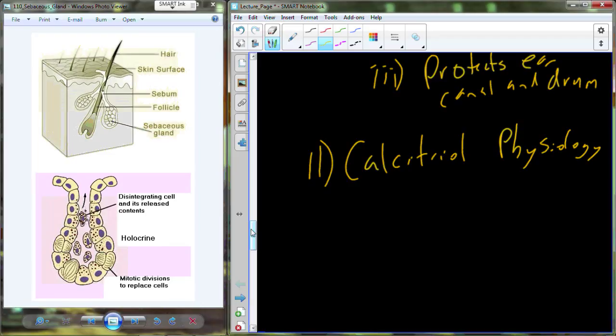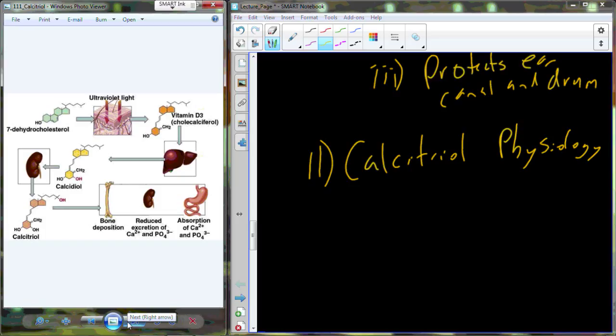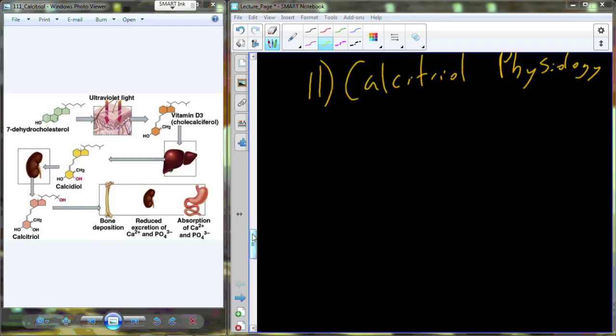I'm going to finish up the integumentary system. We're going to talk about the calcitriol pathway, or calcitriol physiology. This is a really neat pathway that leads towards some really interesting stuff. One of the reasons I'm bringing this up here, and I could bring it up with a variety of different organ systems, is that we'll come back and revisit this when we talk about the skeletal system.